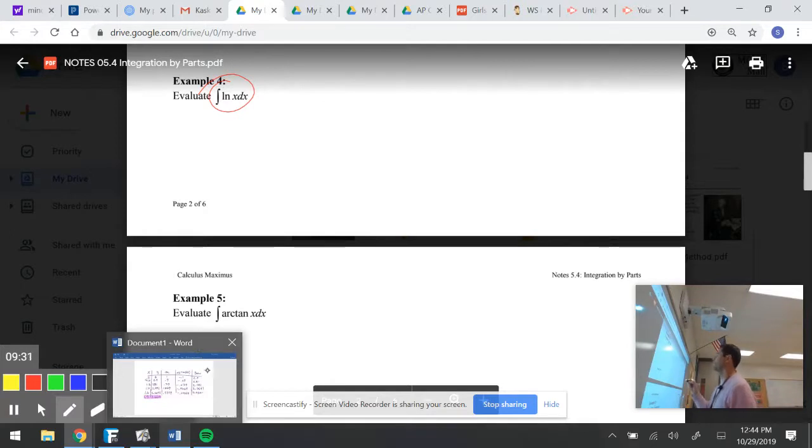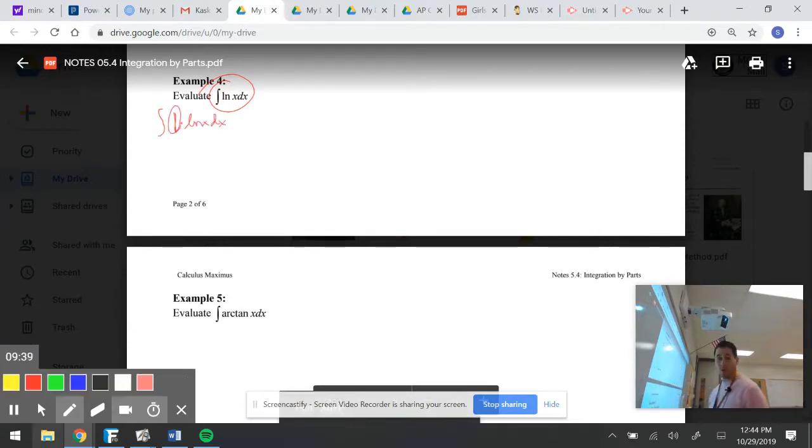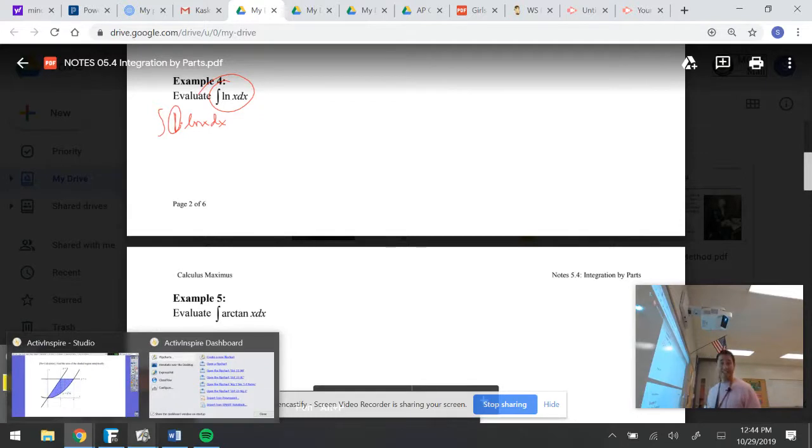We use LIPET. What the heck is that? Believe it or not, this is the integral of 1 times the natural log of x dx. Believe it or not, that's a polynomial, right? y equals 1. It is a horizontal line. All right, so here we go. Let's do LIPET.